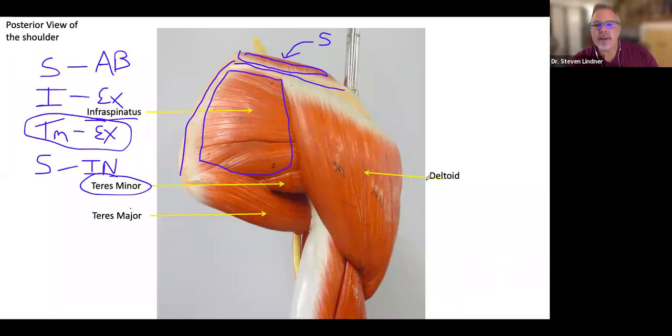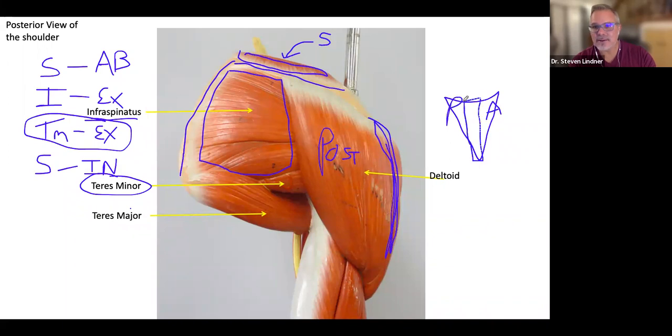Okay, and here's the deltoid, but we're looking at this portion, the posterior deltoid, because it's in the back side. And then this portion here on the lateral side, that's the middle deltoid. And then in the front, you'd have an anterior deltoid. So the deltoid has 3 divisions, right? It's kind of shaped like this. So there would be an anterior division, a posterior division, and then a middle division.